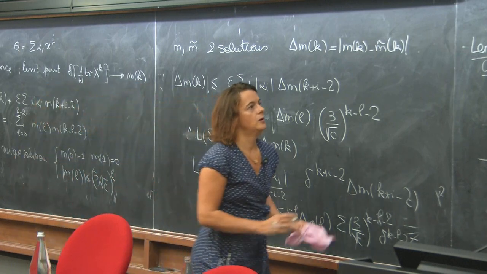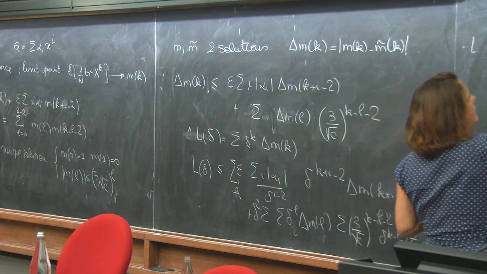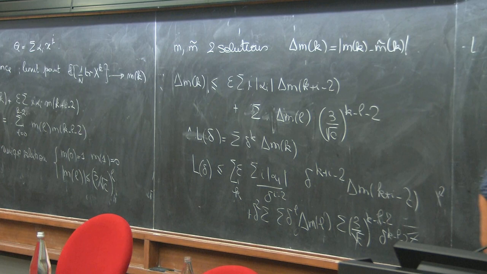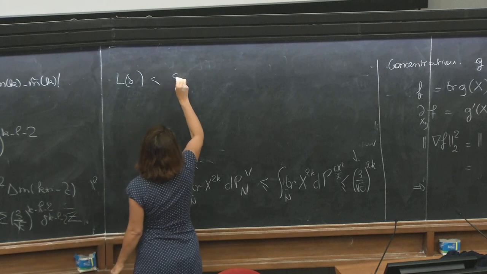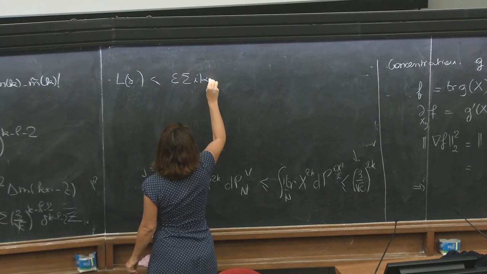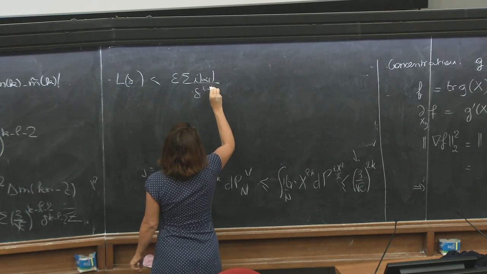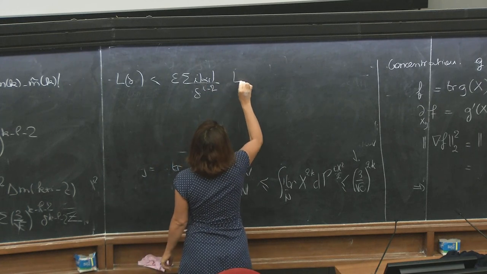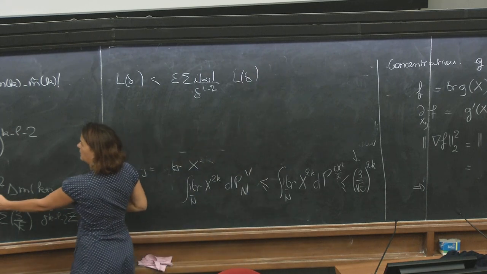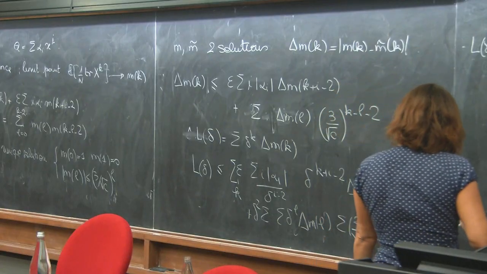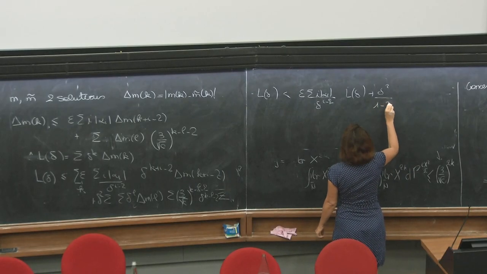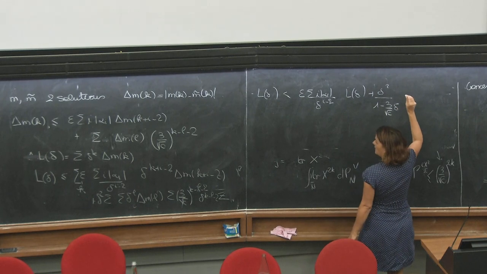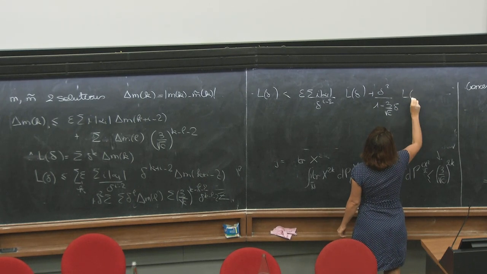Okay, and if you do that carefully, you should find that you have L delta, which is smaller than epsilon sum I alpha I delta I minus 2 times L delta. So this is for the first term when I sum over K. And then the other one, I will get plus delta square. I have this sum, which is converging provided delta is small enough. So I have 1 minus 3 over square root of C delta. And then I have L delta.